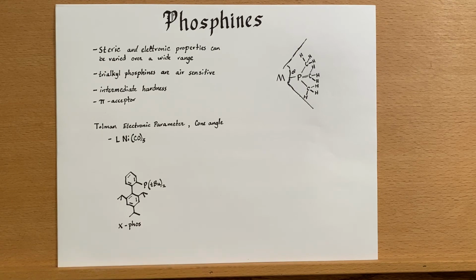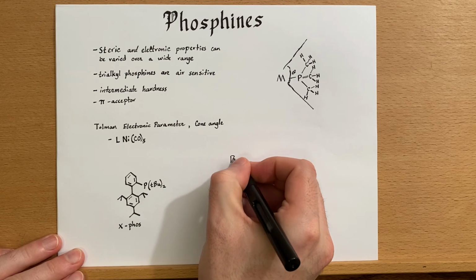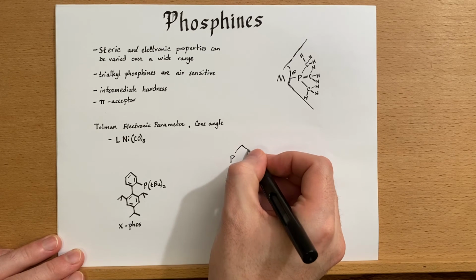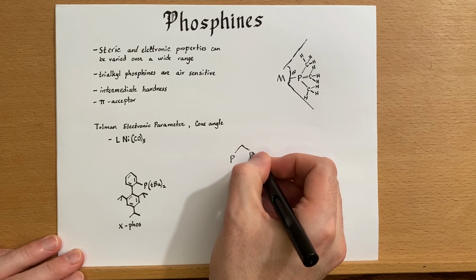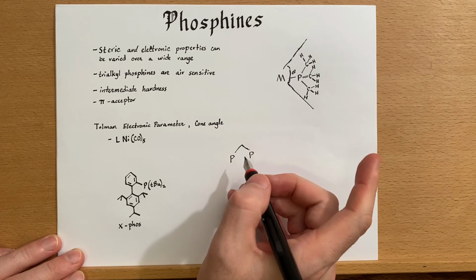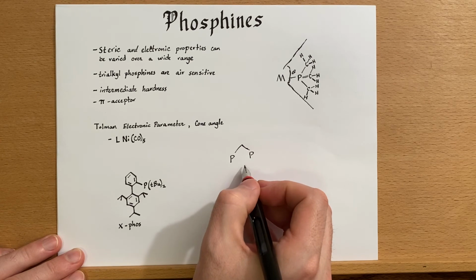Another thing that you can do with a phosphine is you can have a bidentate phosphine. And when you include a bidentate phosphine, you can choose how long of a connection you want in between the two phosphorus atoms. So if I want a particularly short connection, I can just put one carbon in between. That's not that common because this is a very short bite angle.